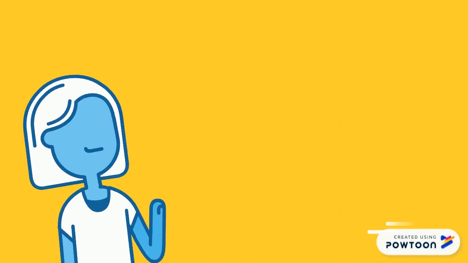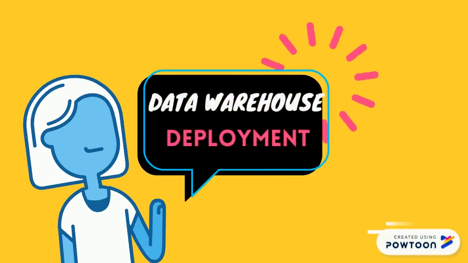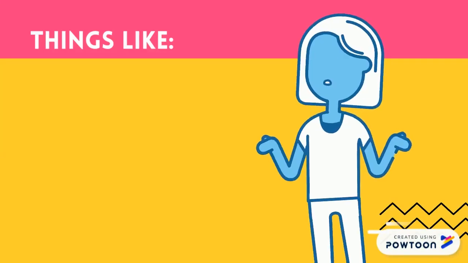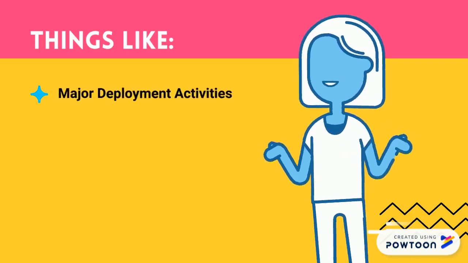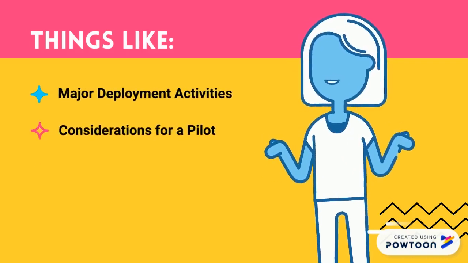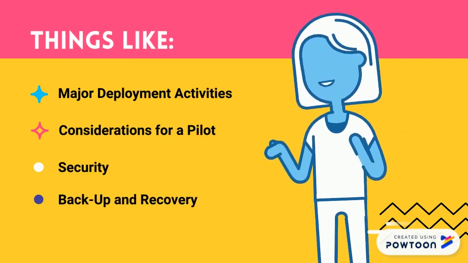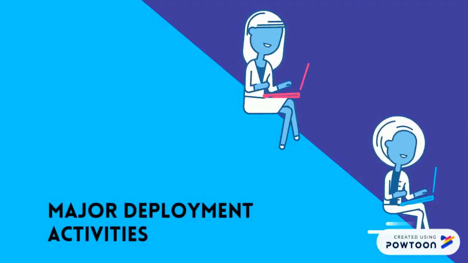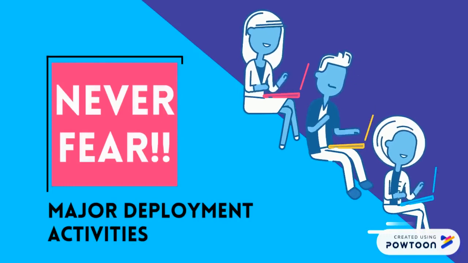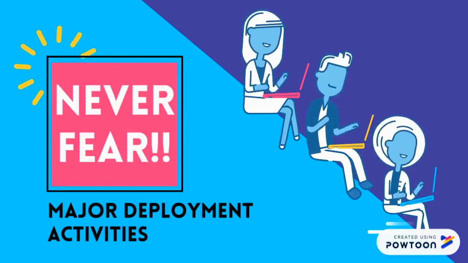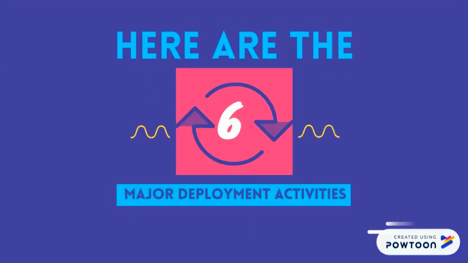Today, we're gonna talk about data warehouse deployment. Things like major deployment activities, considerations for pilot, security, lastly, backup and recovery. At this stage, a large number of critical activities have been completed, all the components have been tested and the pieces are in place. Here are the 6 major deployment activities.